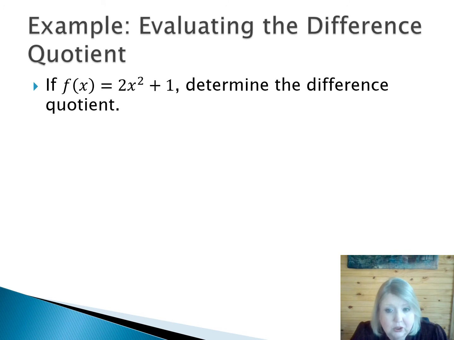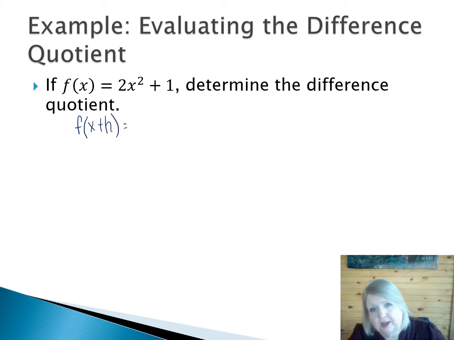Now let's take a look at an example where I can't just look up here and tell you what my slope is, because you know and I know that on a parabola the slope changes. So let's see if we can use the difference quotient in a case where I don't already know the answer. The steps are going to be the same. First thing I'm going to do is find f of x plus h.